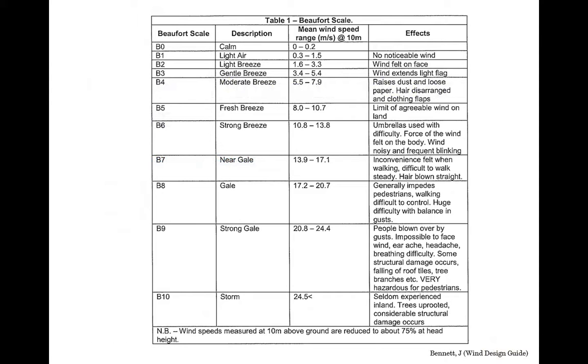So it's a really good method of understanding the wind. Okay, and as you see at the bottom here, wind speeds measured at 10 metres above the ground are reduced to about 75% at head height. So if you were measuring that wind at head height, you could expect that to be 75% of the measurement at 10 metres above the ground. Okay. Now, in this example I've given you, the wind speed is given in metres per second. If you Google Beaufort Scale, you'll find lots of other charts using kilometres per hour as well. I tend to prefer metres per second.